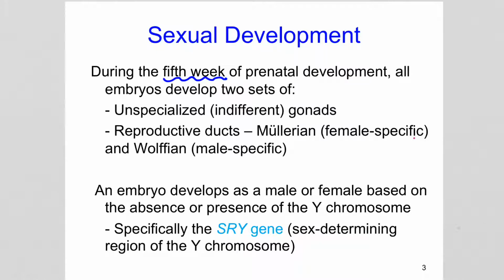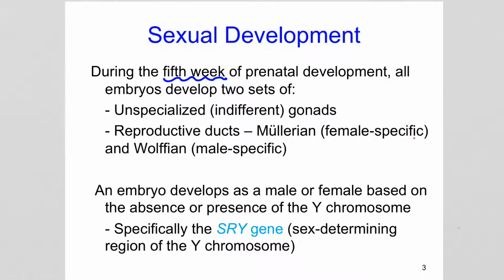The zygote undergoes lots and lots of mitotic division, so we have more cells to work with. Those cells finally start down some developmental pathways so they can become specialized, and they do that by expressing different subsets of genes via transcription and translation. So during the 5th week of development, the cells that are ultimately going to give rise to the gonads and other reproductive tissues start to form into these different precursors.